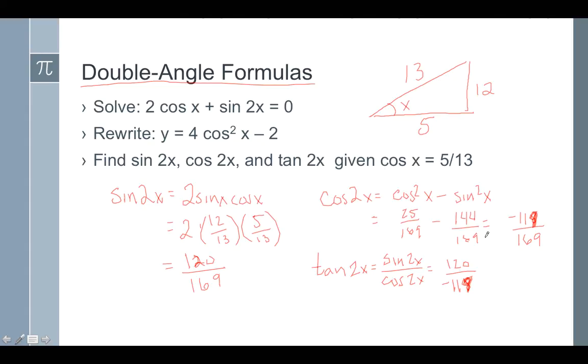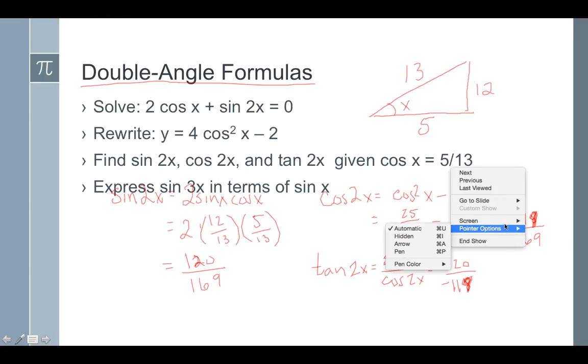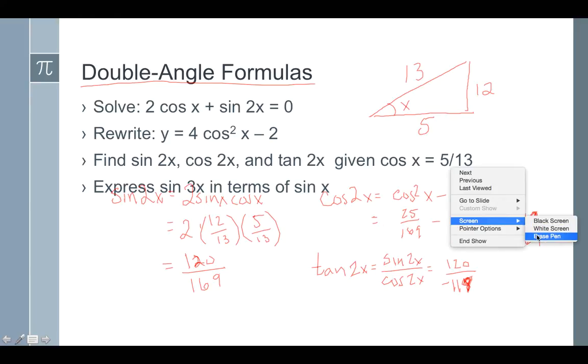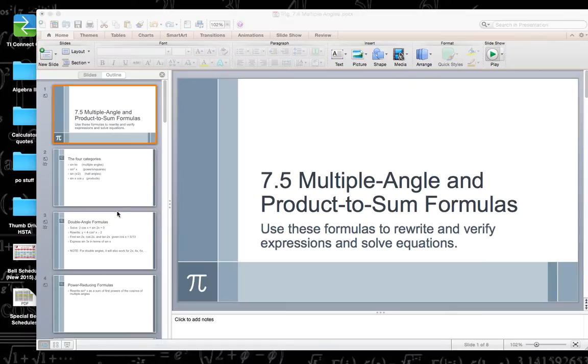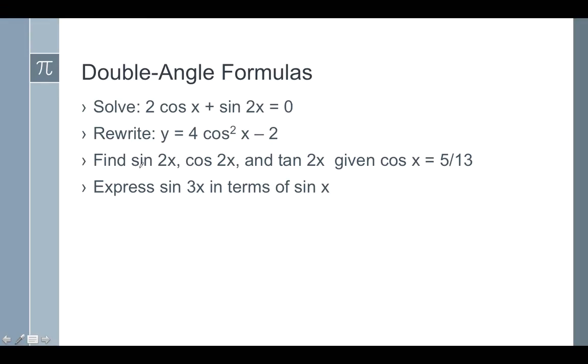All right. Let me erase my writing here. Here's one that's going to use a little bit of 7.4 and 7.5. So what we want to do is get rid of that 3. Now, we need to think about this as a sum of two angles. And what we're going to do is say it's the sine of 2x plus x.